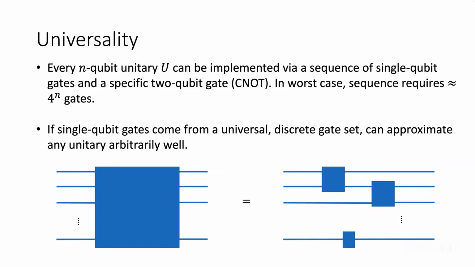And what sort of single qubit gates are allowed? In general, we fix some universal discrete gate set. There's a finite gate set such that out of these finite gates, you can approximate any n qubit unitary arbitrarily well. Any questions about this?